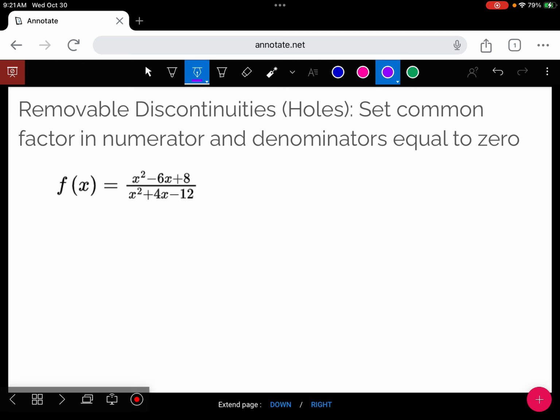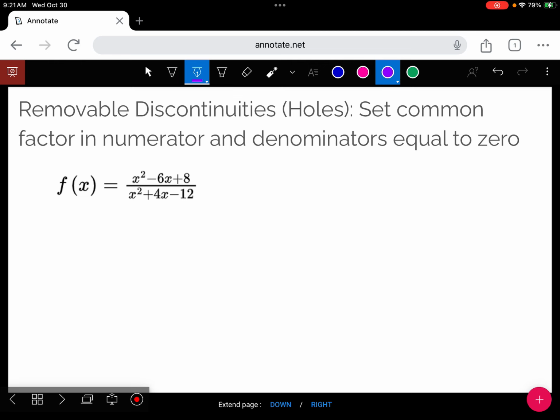All right, so here we go to the point where this is one of the reasons why we want to write it in factored form. We're going to talk about our removable discontinuities. We've used these recently. Last chapter we talked about discontinuities. It's when we factor and there's a common factor in between both of them.